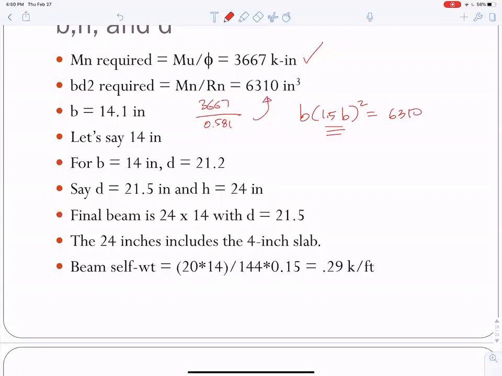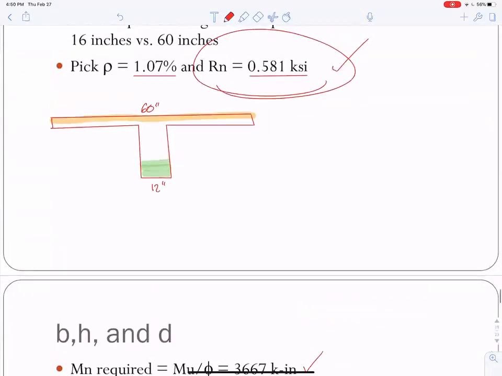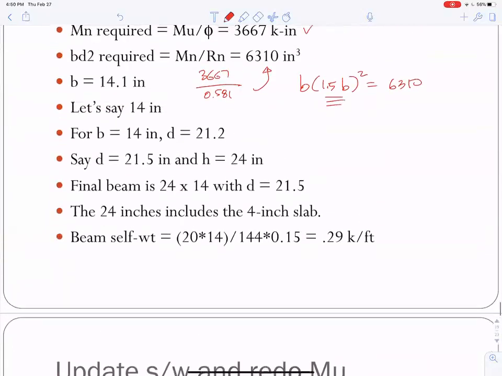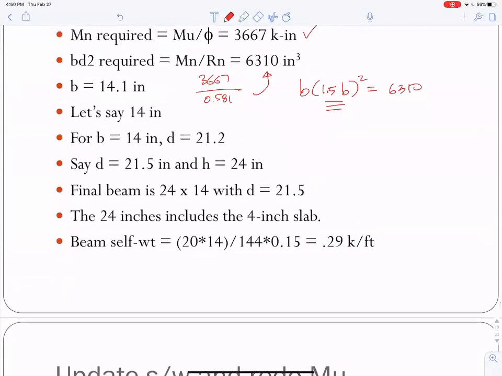If it was a positive moment, the D is actually less than the B, right? So the D is 24 inches and the width is 60 inches. It doesn't make any sense. So we're doing this for the negative moment. In the negative moment, it's a rectangle. And I get 14.1 instead of 12, so I picked 14.